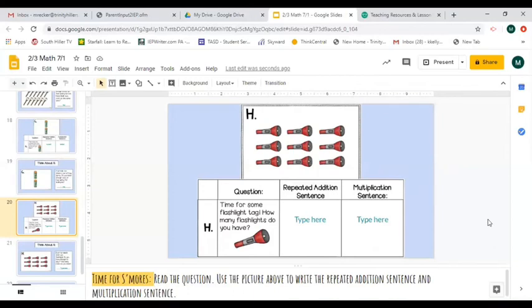It's time for some flashlight tag. How many flashlights do you have? Go ahead and count your number of flashlights, do your repeated addition and multiplication sentences.